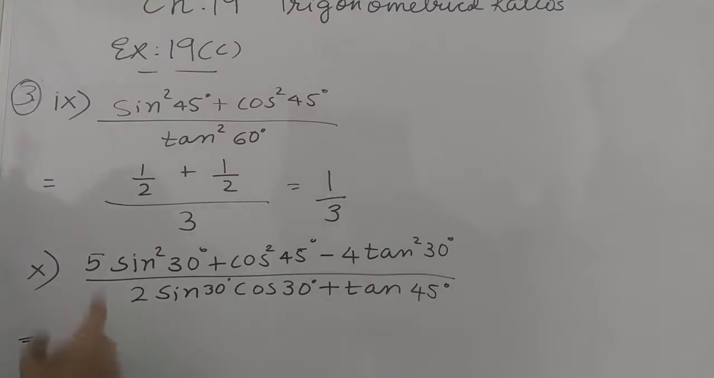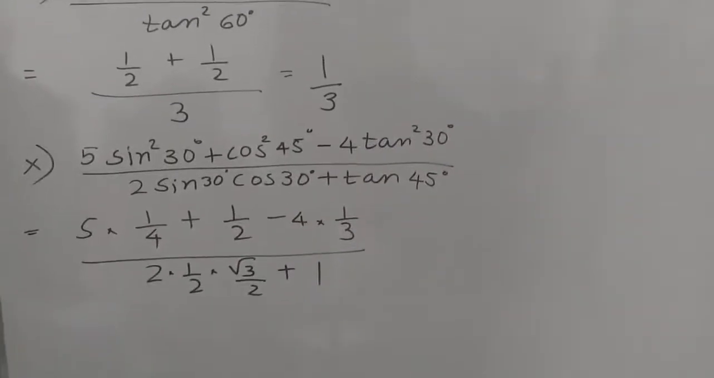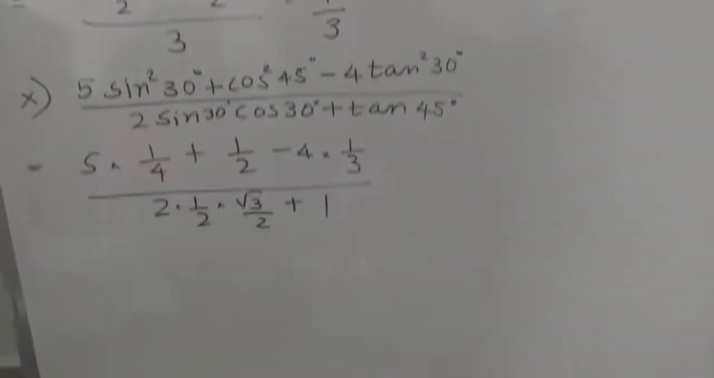So 5 multiply sine 30. Sine 30 is 1 by 2 and squaring it 1 by 4. Cos 45 is 1 by root 2, squaring it 1 by 2. Tan 30 is 1 by root 3 and squaring it 1 by 3. Then in the denominator, 2 sine 30 is 1 by 2, cos 30 is root 3 by 2, plus tan 45 is 1. So I placed here all the values. You can see accordingly whether it is square or not.